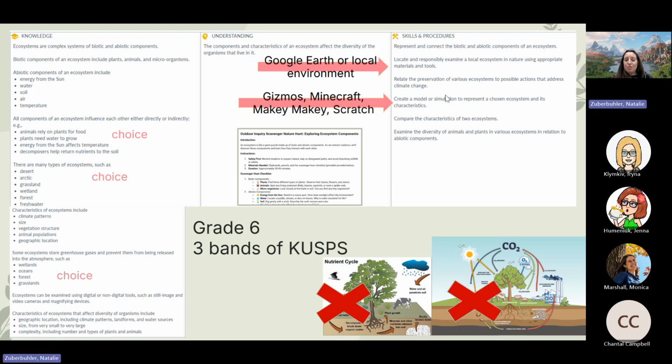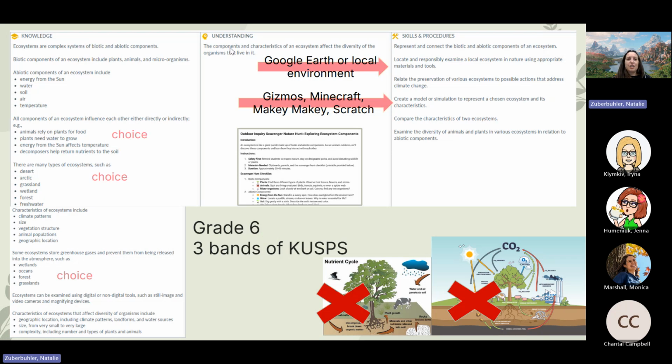Please note, I have these red X's down here about the nutrient cycle and the carbon cycle. You're not going to see those components and those cycles anywhere in our living systems for grade 6. So as much as it might be tempting to over-explain, they will get those pieces in junior high science. So make sure you look at your knowledge to make sure you're not under-teaching or over-teaching, but it's a lot of comparing and creating.